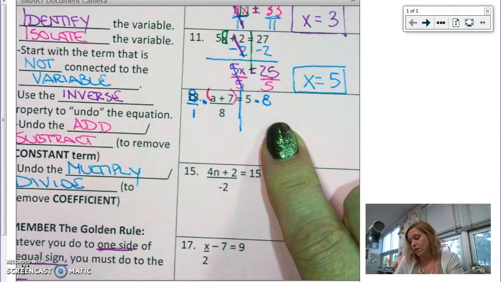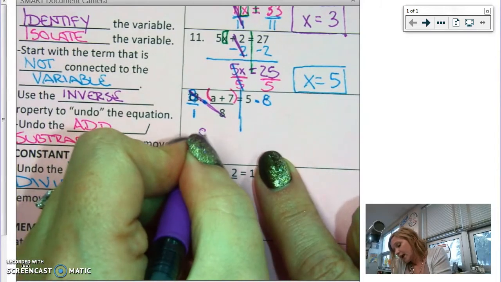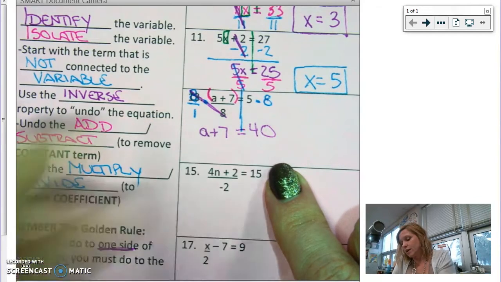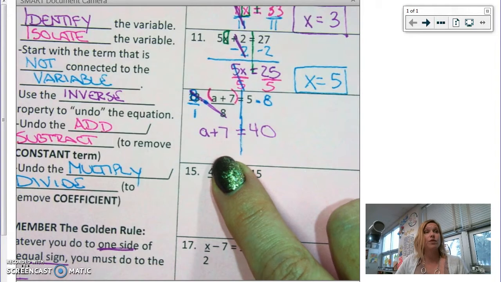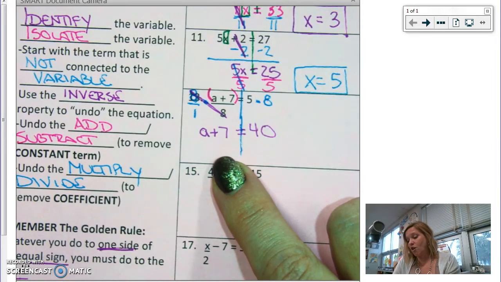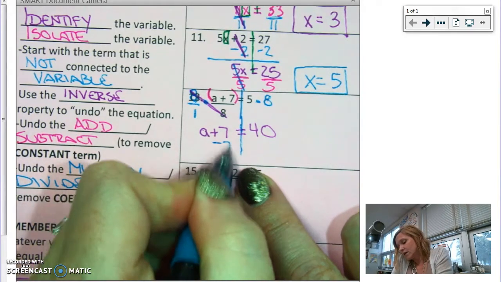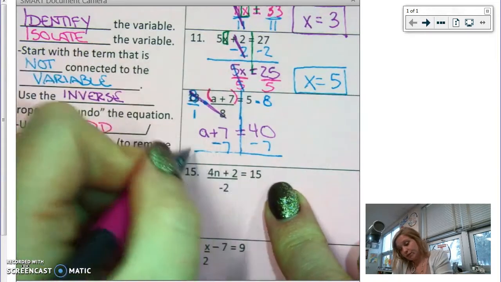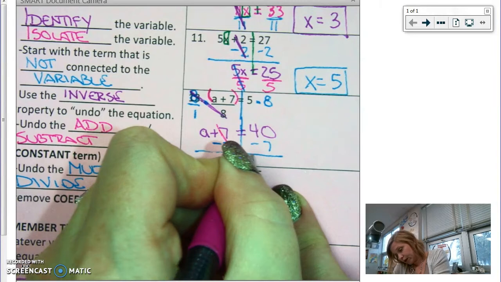All right, so the next thing we do is we cancel. These 8s cancel out. And now it just leaves me with a plus 7 equals 40. And how simple is that? We just got rid of the division part of the problem. It removed the parentheses in the process, and we only have one more step left to do. So we are going to now go back and get rid of adding, subtracting. Subtract 7 from both sides, and our answer is a equals 33.